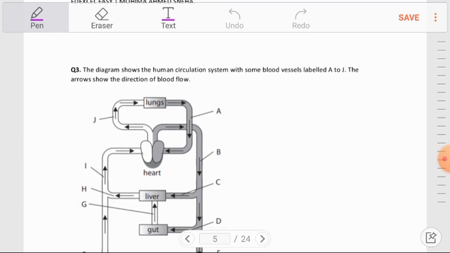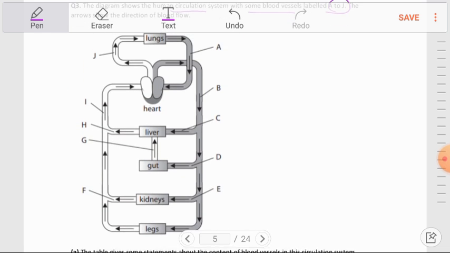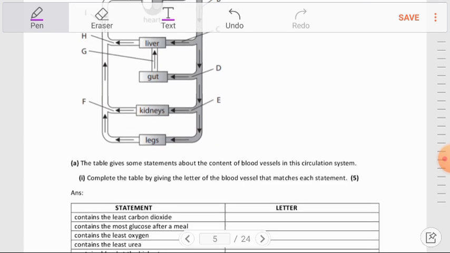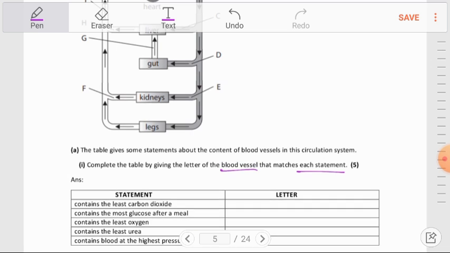The diagram shows the human circulation system with some blood vessels labeled A to J. The arrows show the direction of blood flow. So this is the diagram showing the different blood vessels, and the arrows represent the direction of the blood flow. The table below gives a statement about the content of blood vessels in this circulation system. Complete the table by giving the letter of the blood vessel that matches each statement. So these are the statements that we need to match with the letter of the blood vessels.